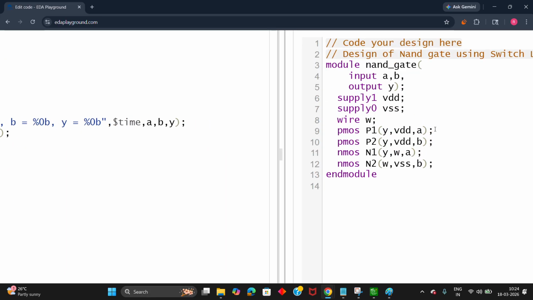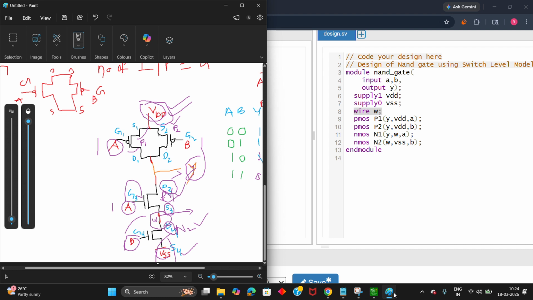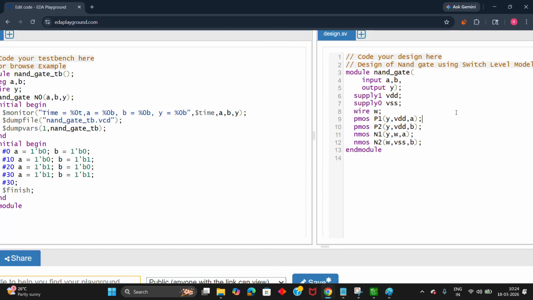The point you need to remember is why we are going to use the wire. You need to use wire, not reg. Why not reg? In the sense, we are not going to use any flip flop in this place, right? We have used the wire data type, which is used to continuously drive the output. It is not going to store any value. It is going to just pass the value, right? So now we have finished our switch level coding for the NAND gate.